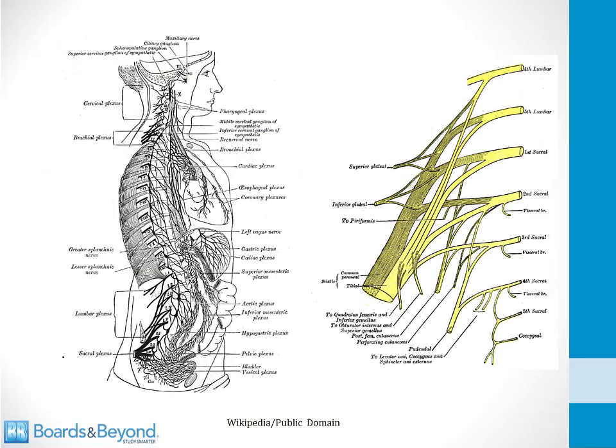On the left side of the screen is a drawing of the body showing you the lumbar plexus here and the sacral plexus found below that. And then on the right is a drawing of the sacral plexus showing all the different nerve roots contributing to nerves that travel down into the pelvis and lower leg.